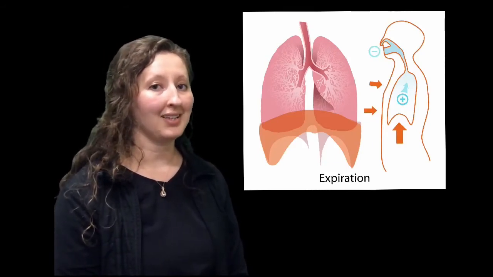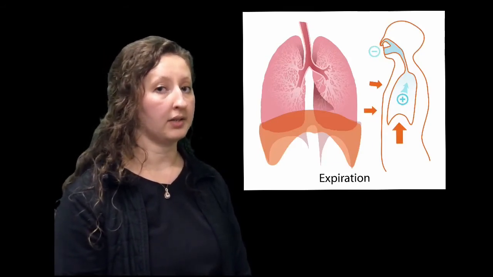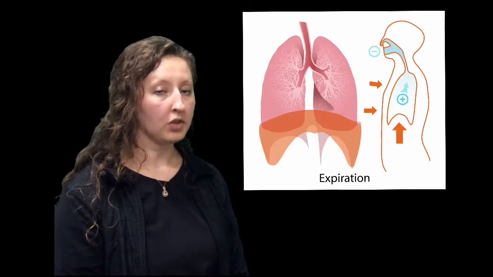Within the lungs, tiny sacs exchange carbon dioxide waste with oxygen. Carbon dioxide is then exhaled. Oxygen-rich blood returns to the left atrium from the pulmonary veins. Blood is pushed from the left atrium through the bicuspid or mitral valve into the left ventricle.